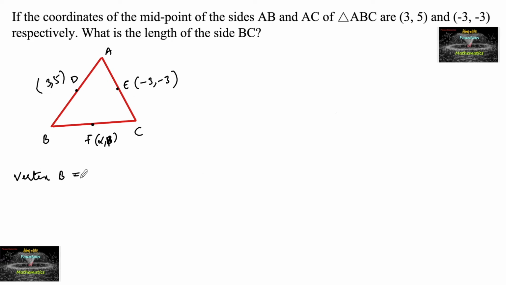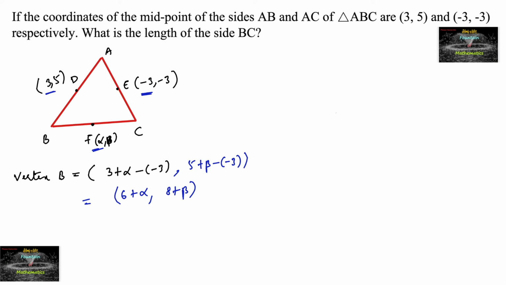The vertex B can be taken as 3 plus alpha minus of minus 3. We take the sum of the x coordinates of these two points and take the difference of the opposite vertex. So 3 plus alpha minus of minus 3, and again 5 plus beta minus of minus 3. So vertex B is 3 plus 3, that is 6 plus alpha, comma, 5 plus 3, that is 8 plus beta.